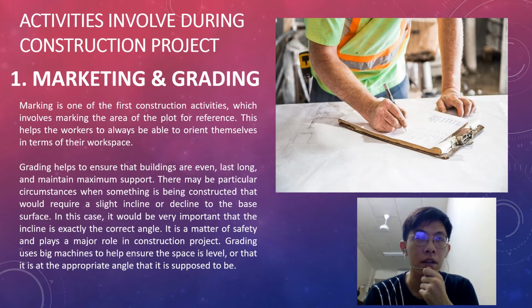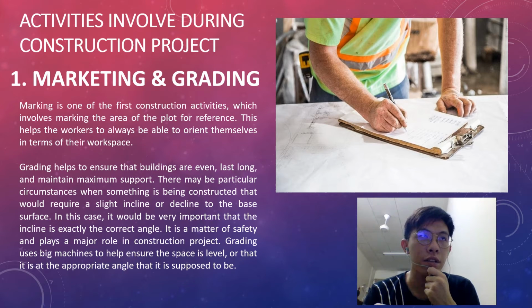And next is the activities involved during construction projects. There are a total of 11 types of different projects during the construction project. The first one is marking and grading. Marking is one of the first construction activities, which involves marking the area of the plot for reference. This also helps the workers to always be able to orient themselves in terms of their workspace.